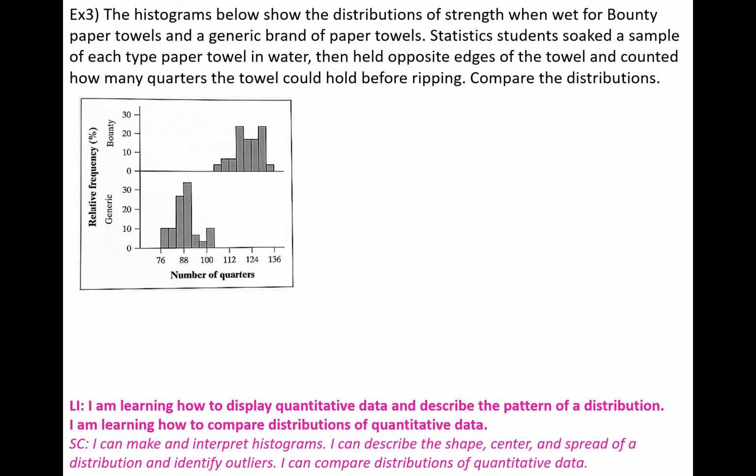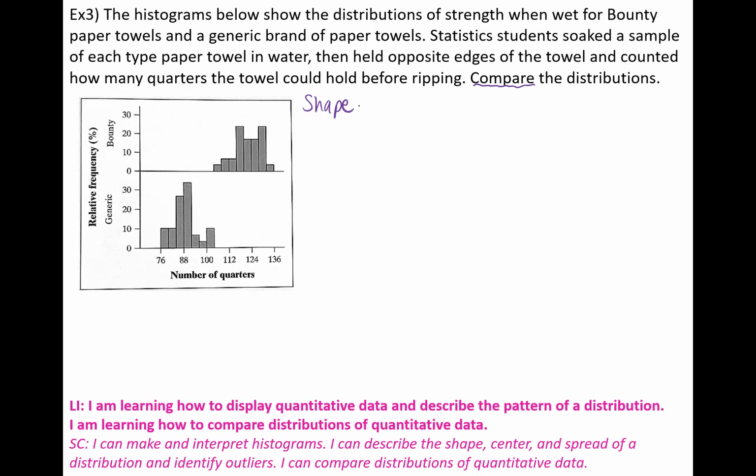Taking a look at histograms. So that one we got to look at stem and leaf a little bit more. So now back to histograms. The histograms below show the distributions of strength when wet for Bounty paper towels and a generic brand of paper towels. Statistics students soaked a sample of each type of paper towel in water, then held opposite edges of the towel and counted how many quarters the towel could hold before ripping. Compare the distributions. So here goes for this lovely one more time comparing. So we are going to be doing shape, center, and spread.